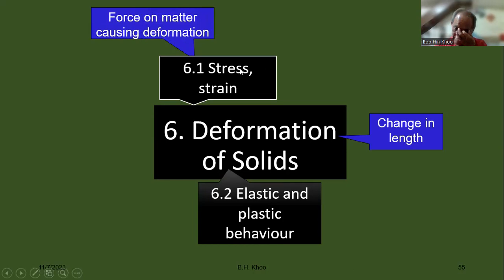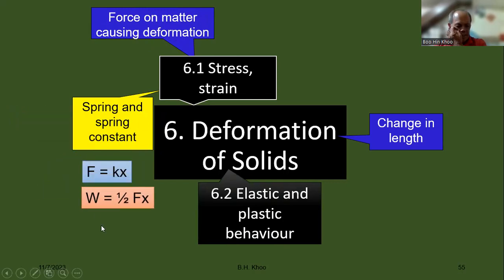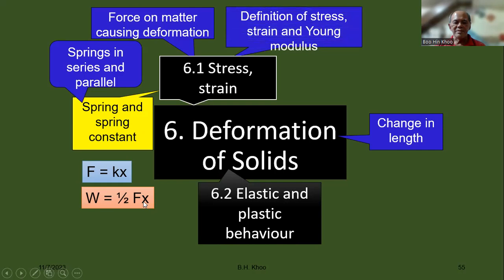Okay, we have covered stress and strain. We look at force on metal causing deformation. We look at spring and spring constant. There's a formula for calculating your spring constant, and there's a formula to calculate energy stored in the spring. X is the extension, F is the force applied, W is the work done or energy stored. And we look at spring in series and spring in parallel.